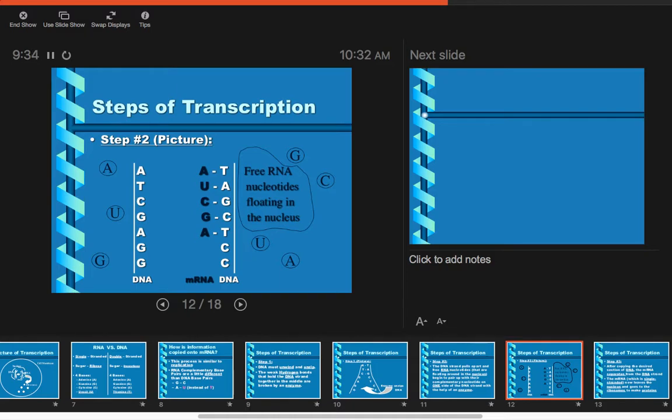Because does DNA ever leave the nucleus? No. So if DNA is involved in the process, ta-da! It happens in the nucleus.